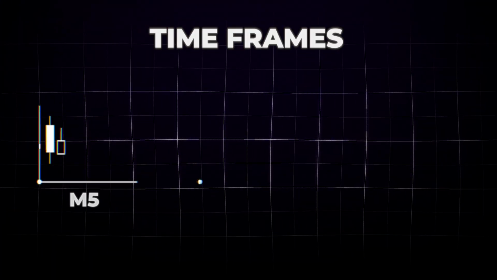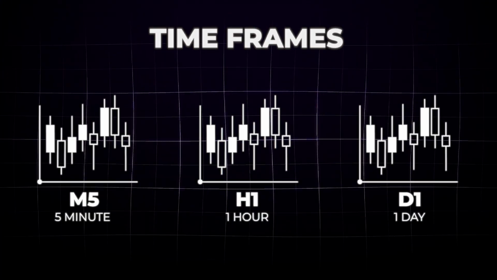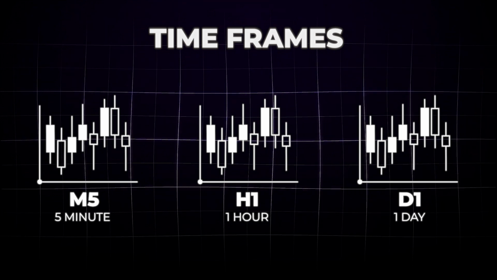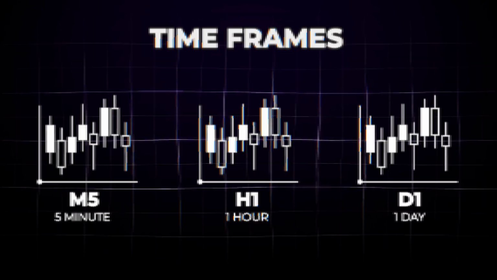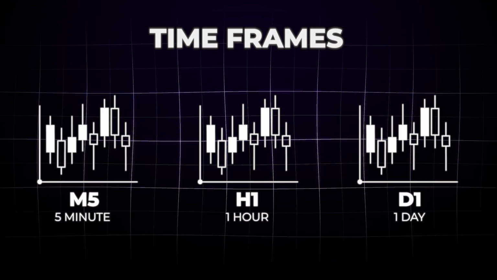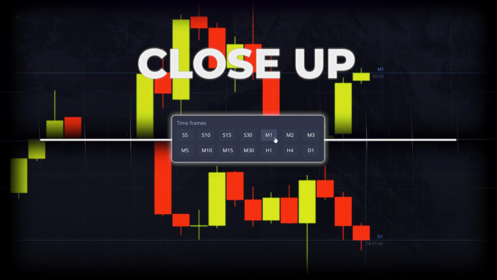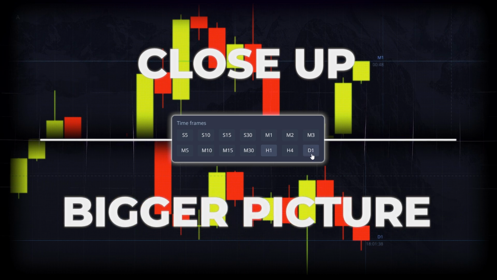And all of this is tied to time frames. For example, on M5, each candle represents 5 minutes. On H1, each candle is 1 hour. On the daily chart, a single candle represents a whole day. So by switching time frames, you're literally changing the zoom level of the market. Want a close-up view? Use minutes. Want a bigger picture? Look at the daily chart.